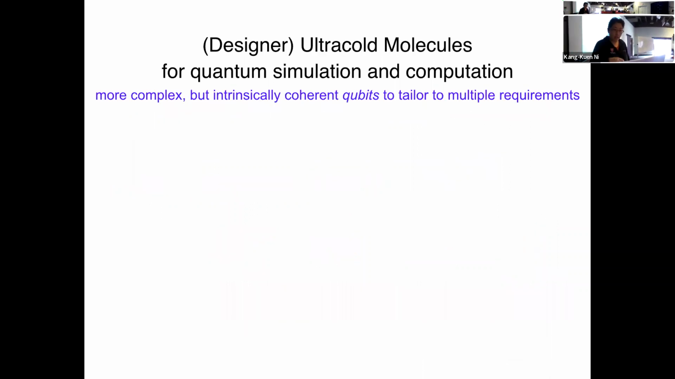Last time I skipped this slide, but this time I'll go a little bit more in detail to give an example. This is more like a proposal, but elements of this have actually been realized. We're thinking about molecules for quantum simulation and computation applications. Where we see molecules as advantageous is that they're complex, and of course hard to control, but once you get it all under control, these intrinsic coherent degrees of freedom, which we call qubits, can be tailored to multiple requirements.